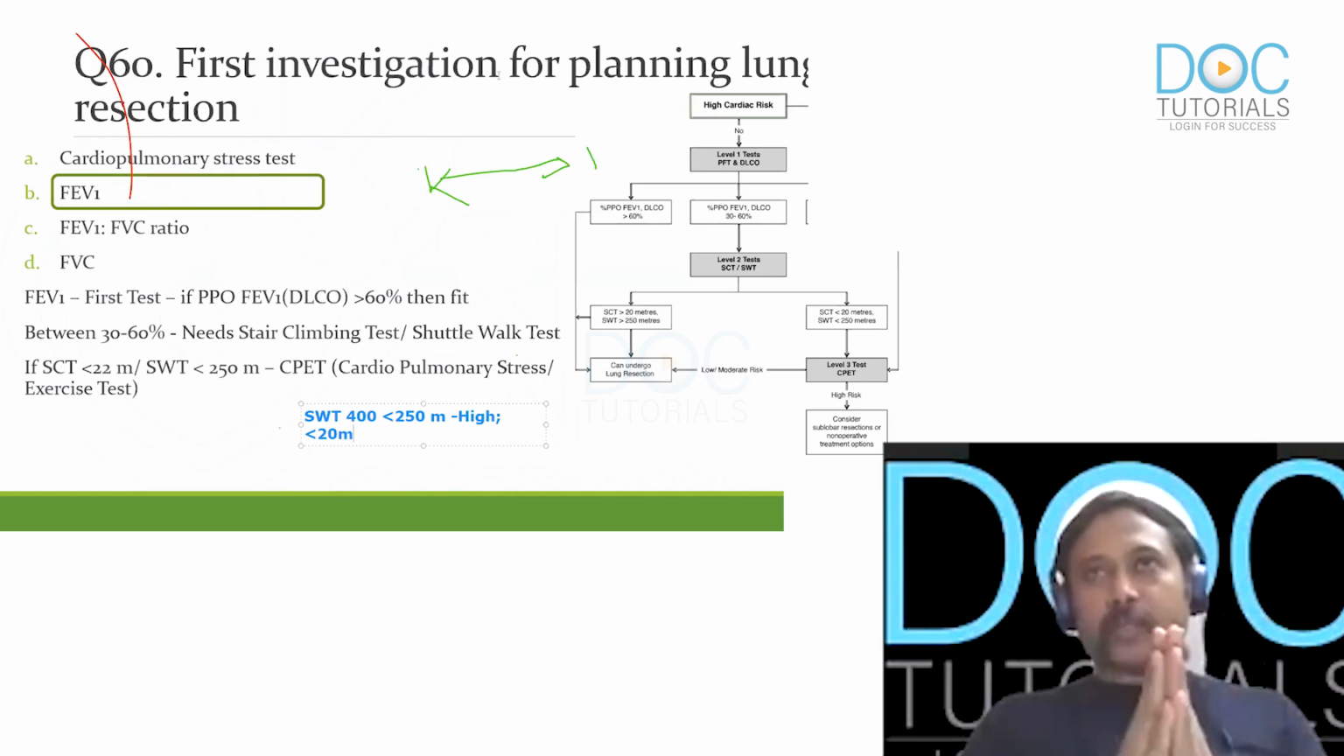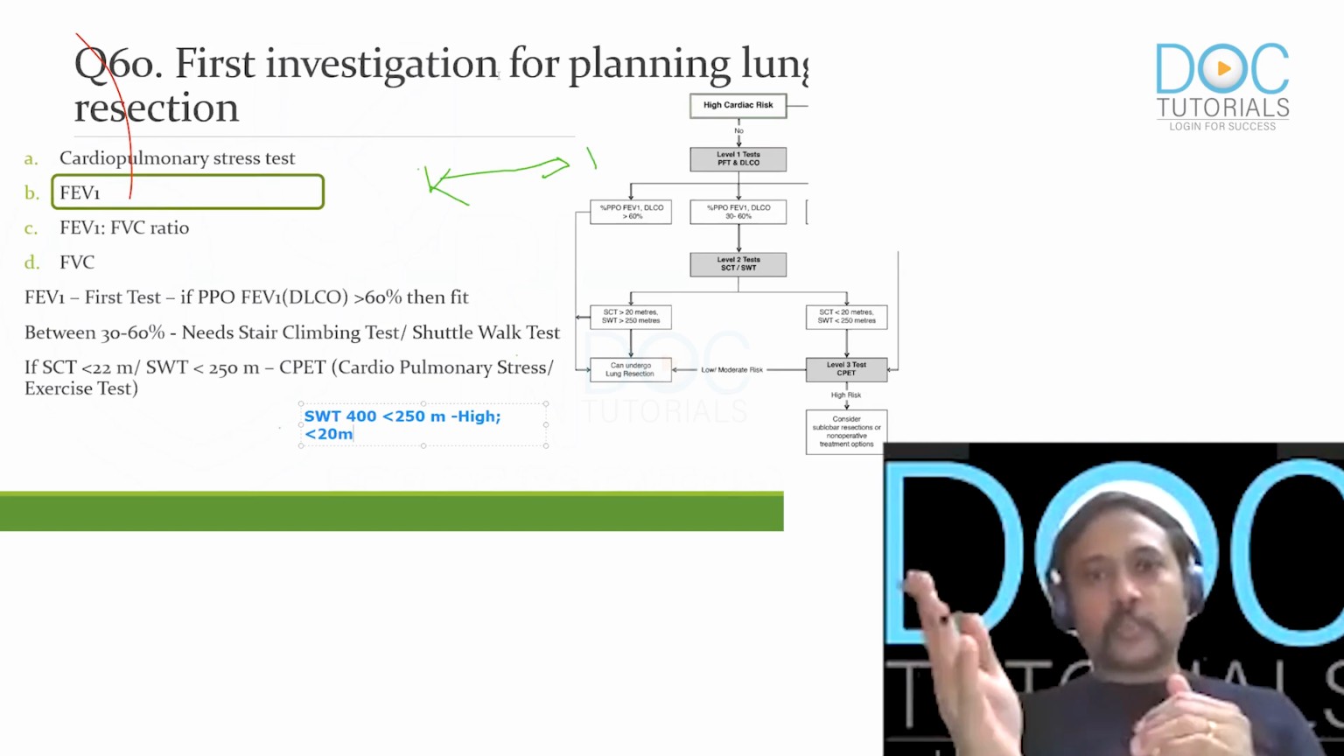The first test you will do is going to be your pulmonary function test. In that particularly, you're looking at your FEV1 levels. The other test which will be done for screening along with it is going to be your diffusion capacity of carbon monoxide.